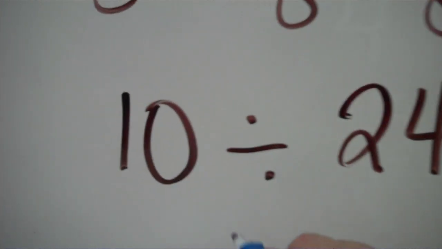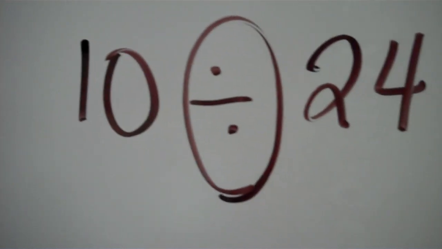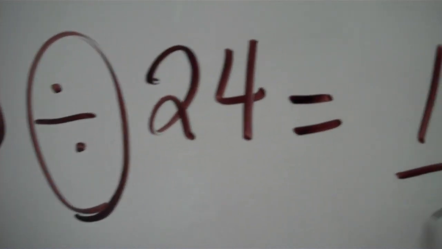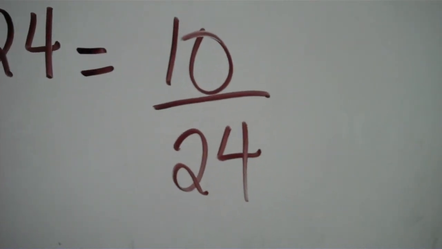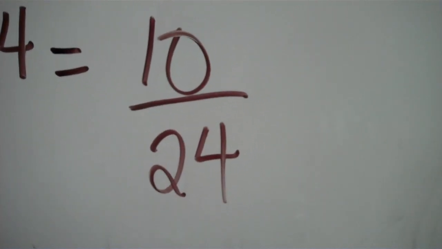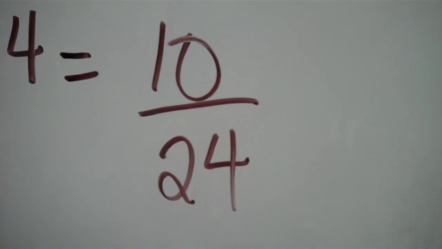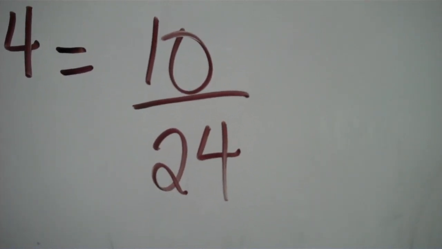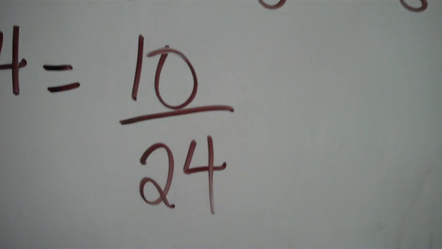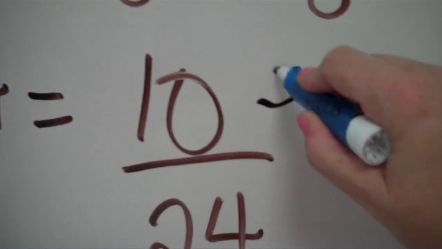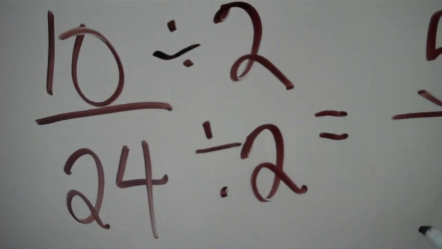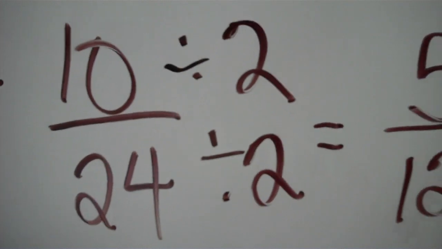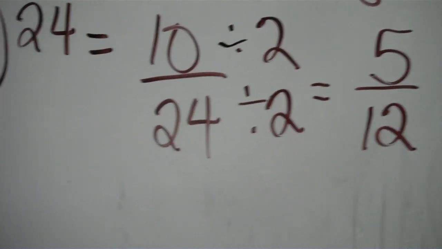But if you remember that this divide sign is the same thing as a fraction bar, this also looks like this. 10 divided by 24 is the same as 10 over 24. Now you've got a fraction and all you need to do is simplify. So what's a factor that will go into both 10 and 24? Hopefully you realized they were both even and you could divide both by 2 to simplify. 10 divided by 2 is 5. 24 divided by 2 is 12. So your answer choice for number 9 is A, 5/12 of an hour.